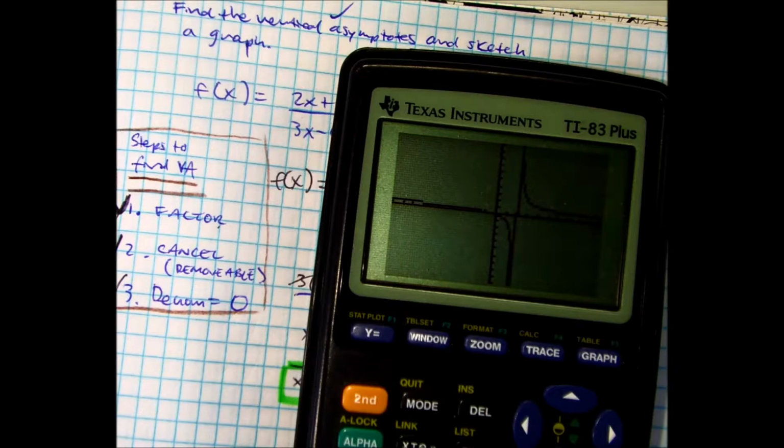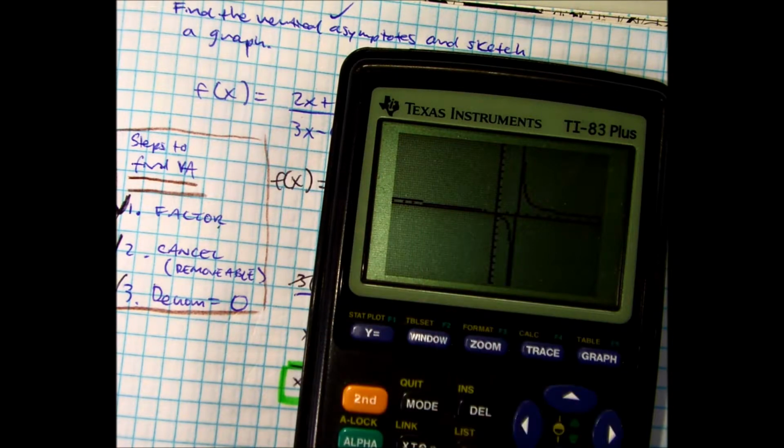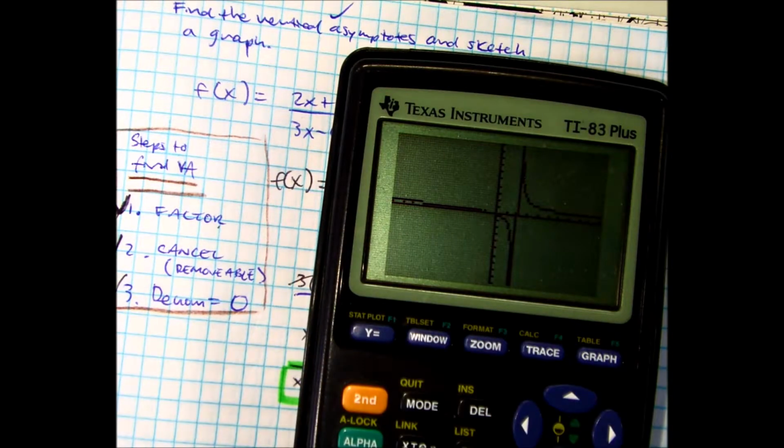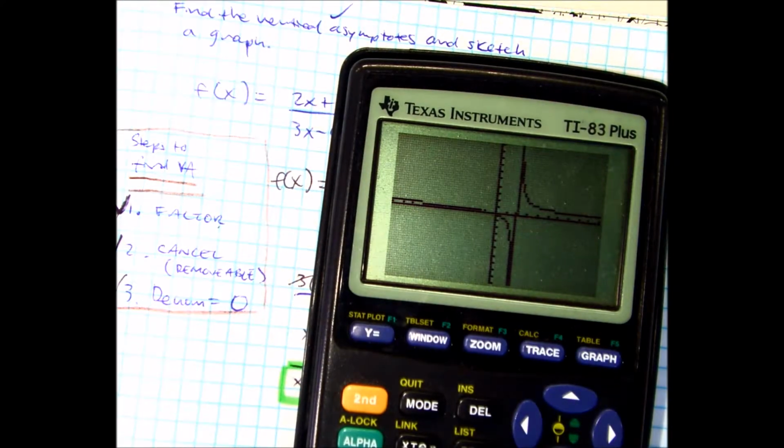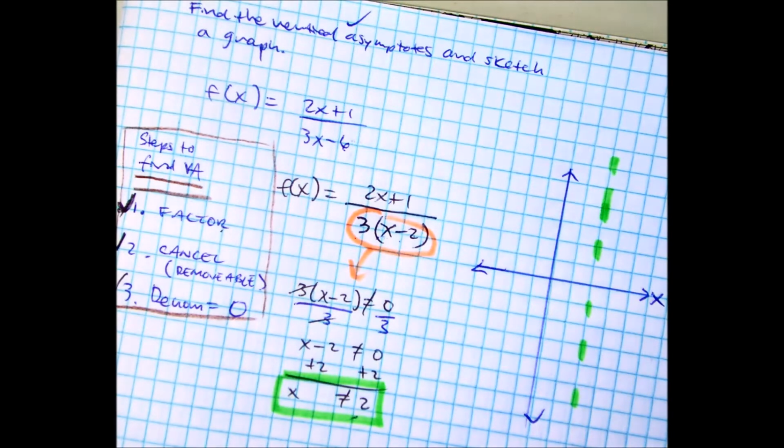Let's go ahead and sketch that. Now notice how this function approaches a number above the x-axis, and that'll be Monday's lesson to find that horizontal asymptote. So let's go ahead and sketch it.